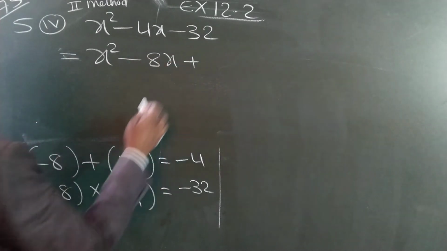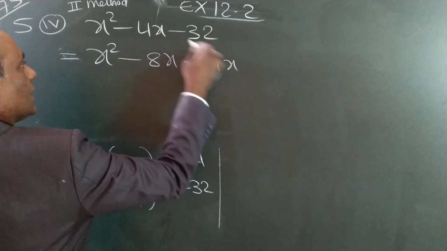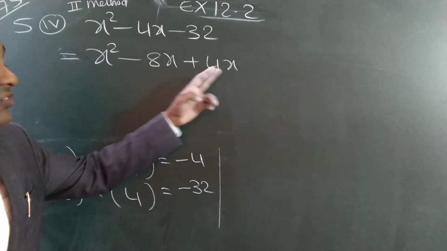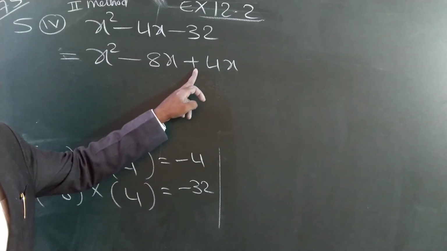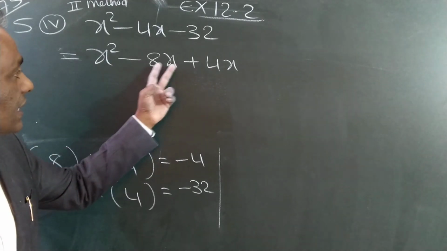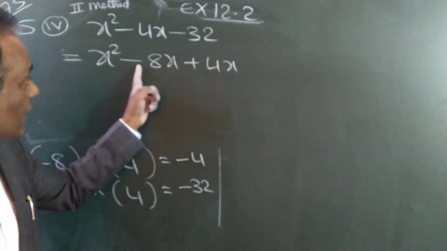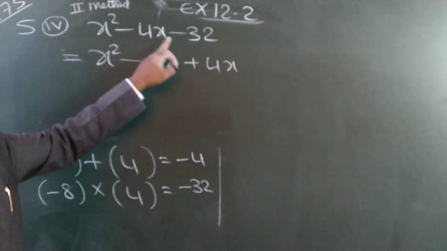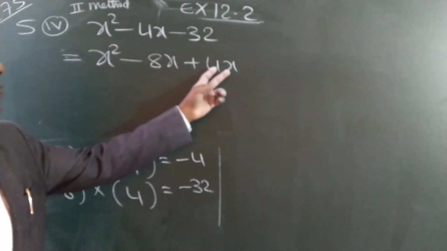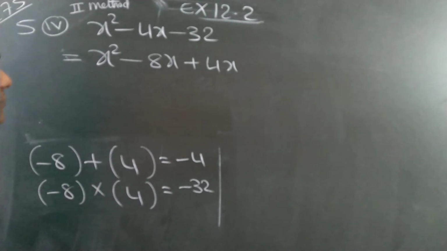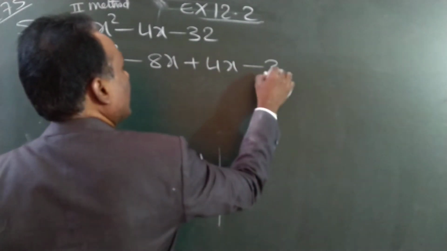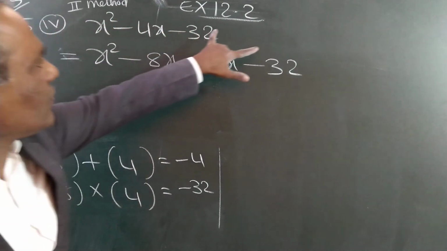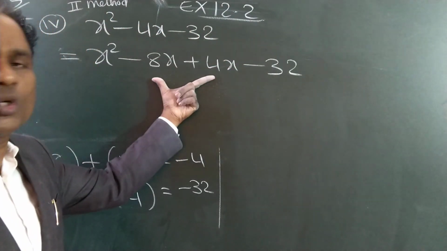What are the numbers? Minus 8x plus 4x, because x is there. Minus 8x plus 4x is how much? Minus, and this is plus, means we have to subtract. 8x minus 4x is 4x. Which sign is greater? 8 is greater, so the minus number is greater. So minus 4x. Minus 8x plus 4x is minus 4x. Minus 32, same. First one same, third one same. Only the middle one is split into two numbers.